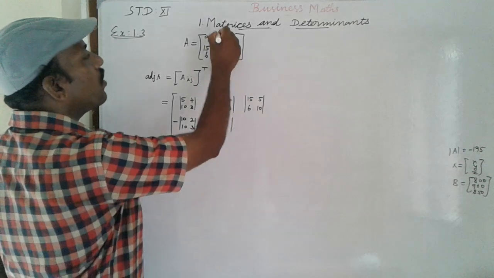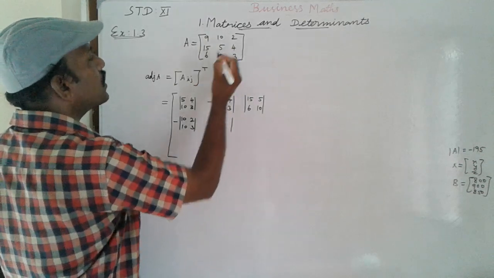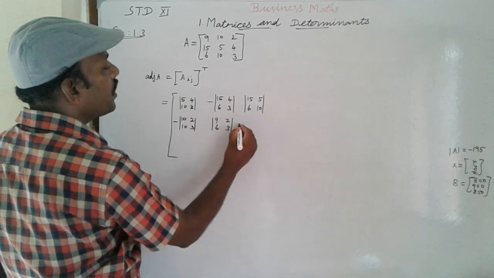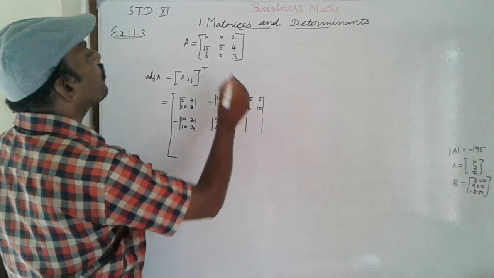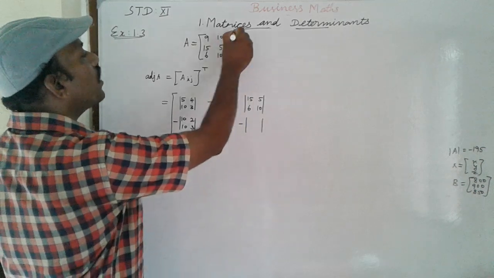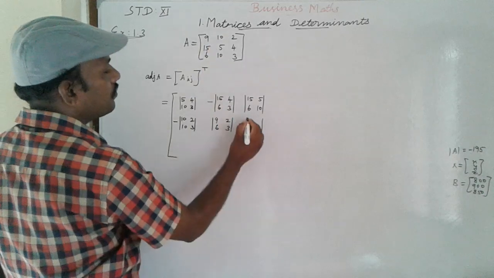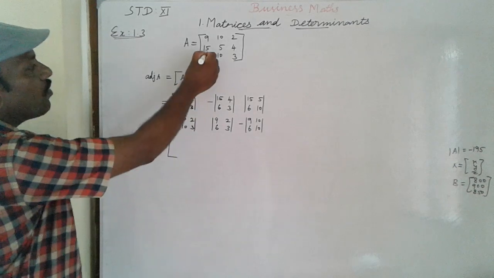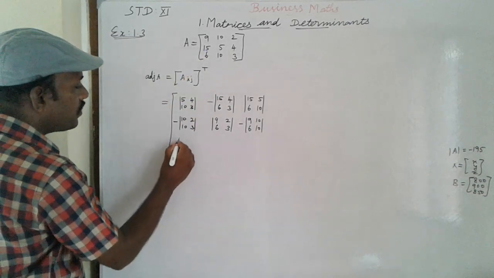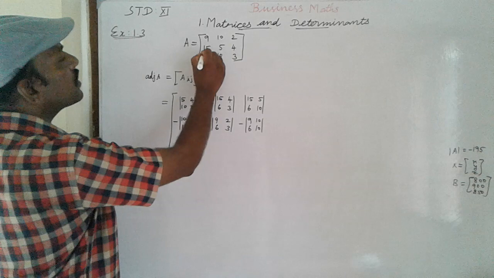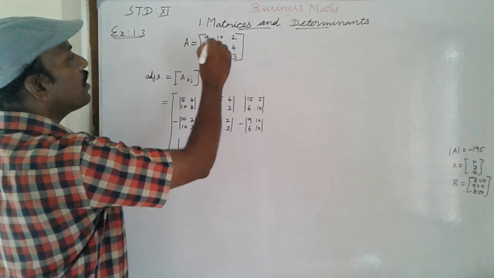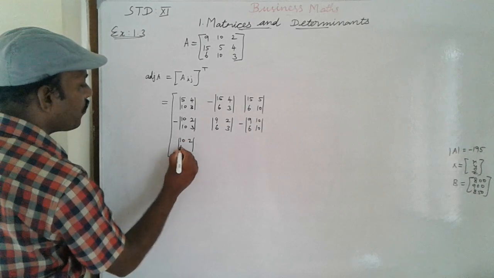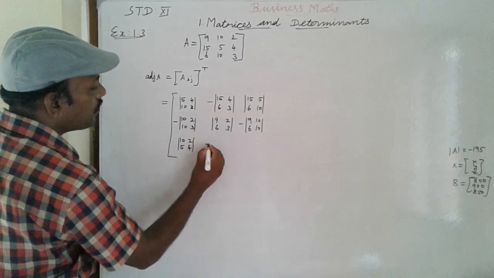Cofactor of 5: eliminate its row and column, leaving 9, 2, 6, 3. Next is the minus sign. Cofactor of 4: eliminate its row and column, leaving 9, 10, 6, 10. Next is the cofactor of 6, the sign is plus. Cofactor of 6: eliminate its row and column, leaving 10, 2, 5, 4. Next symbol is minus.